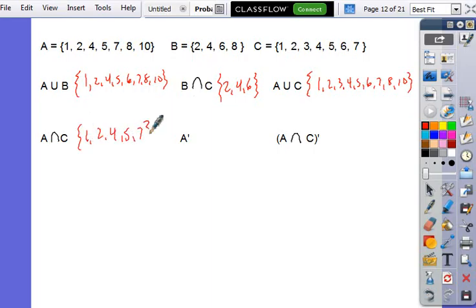The complement of A. 3 and 6. I'm looking for the things up there that are not in A. 3 and 6, is that the only ones? Yes. And then the complement of A intersected with C. I'm looking at what was A and C. It was this right here. I want the things that are not in that 1, 2, 4, 5, 7 group. Okay, so 3, 6, 8, and 10. There you go.